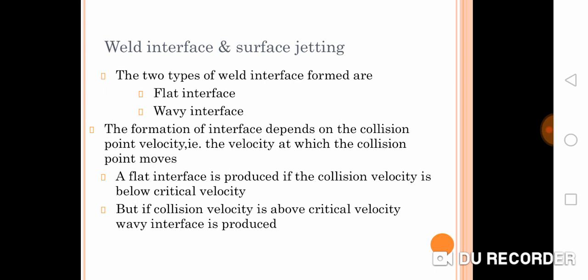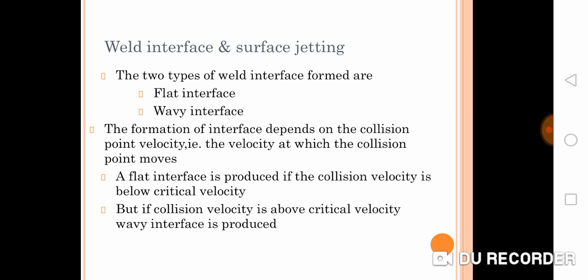That means there is a point known as the collision point throughout the welding process, because this collision point also travels according to the detonation of the explosives. That means the entire explosive is not exploding at a time. From one end we are detonating and the explosion proceeds. In the same way, the collision point also moves along with the detonation velocity. That means these two interfaces, flat interface and wavy interface, depend upon the collision point velocity, that is, the velocity at which the collision point moves in the joint.